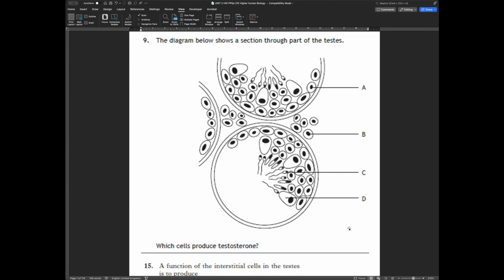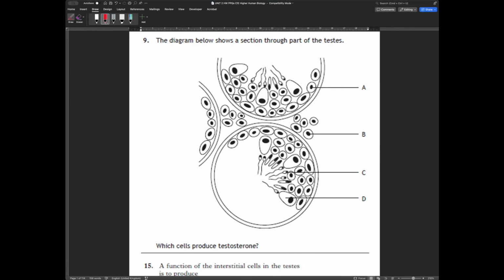So let's have a look at some past paper questions relating to this topic. This one says the diagram below shows a section through part of the testes. So this is a very similar diagram. In fact, it's the same one that we saw in the PowerPoint there, just to make this question a little bit easier and more familiar for you. So which of these cells produce testosterone?